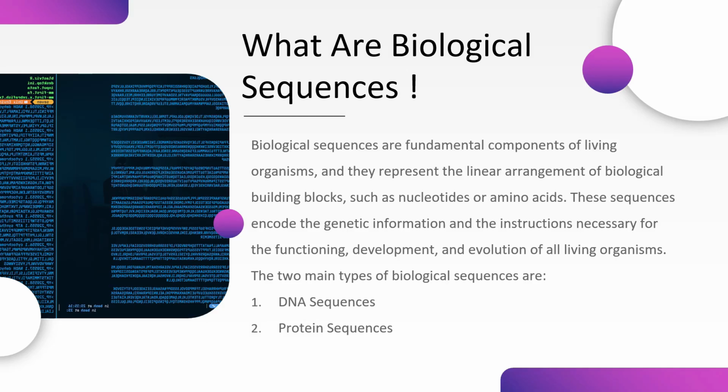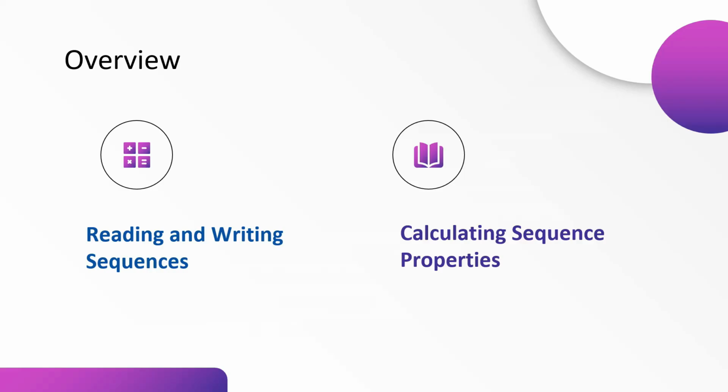So there are two main types of biological sequences: DNA and protein sequences. So how can we deal with this? Using Biopython, we can read and write biological sequences, and we can also calculate sequence properties, like their mass to charge ratio, their weight, how much they weigh, and how many amino acids are there, and things like this.